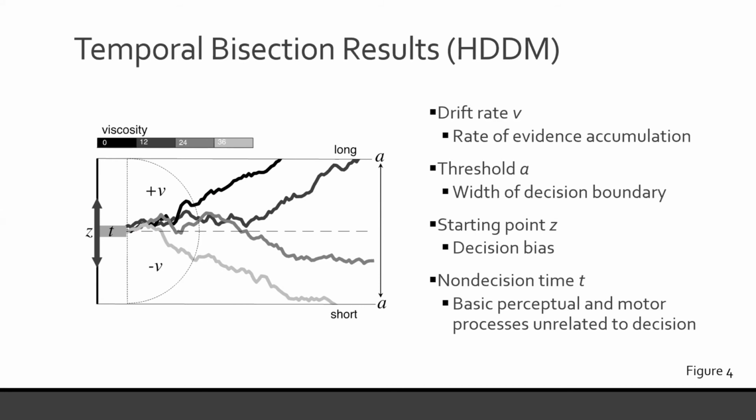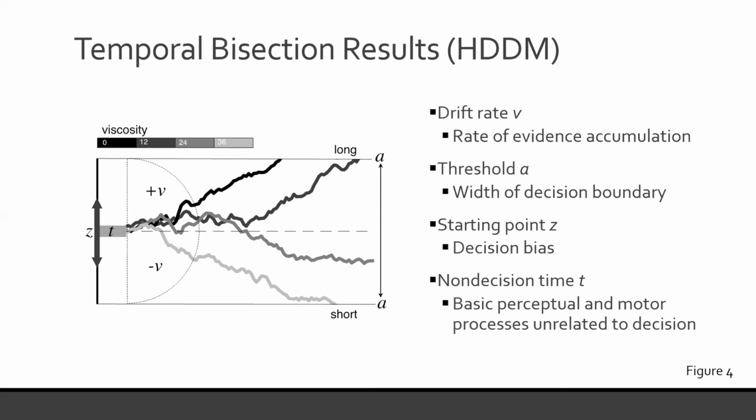The drift rate, or basically the speed with which it approaches one of these boundaries, indicates the rate of evidence accumulation. The threshold describes the width of these decision boundaries. As you can imagine, you can make these boundaries wider, which would indicate that the criterion is more conservative. So it would take longer to hit the boundary, but on average, they would be more accurate.